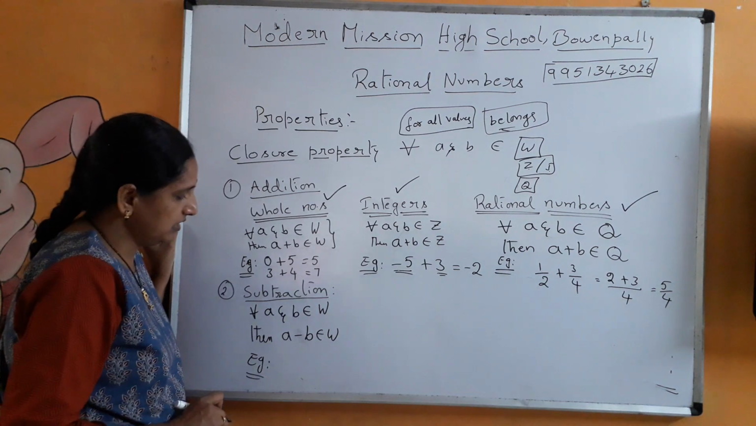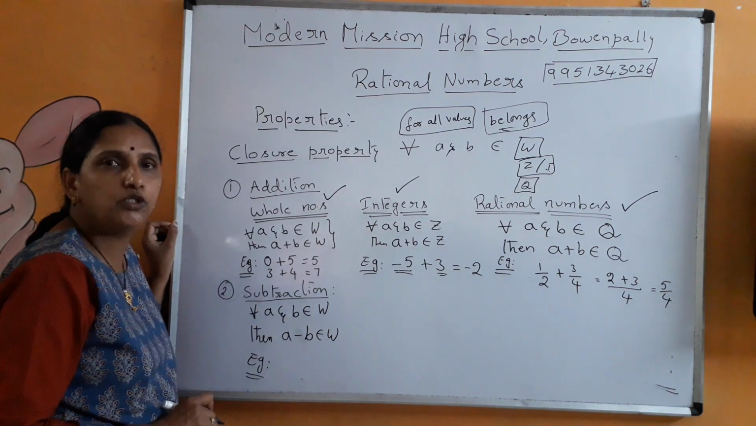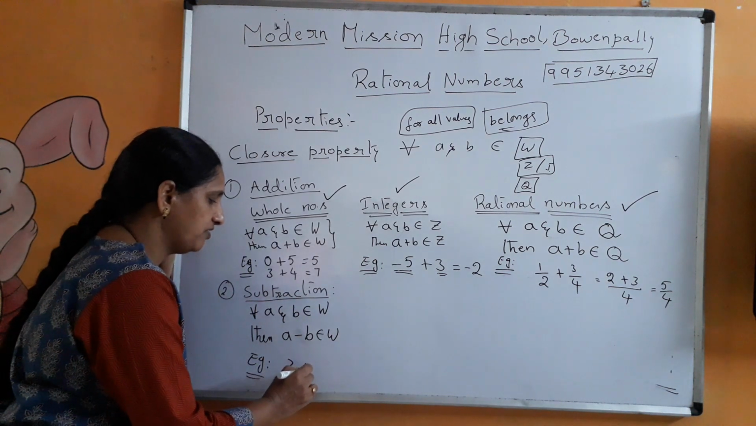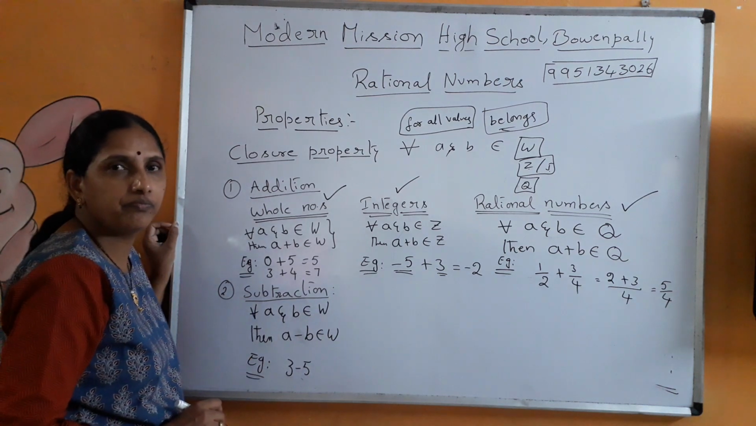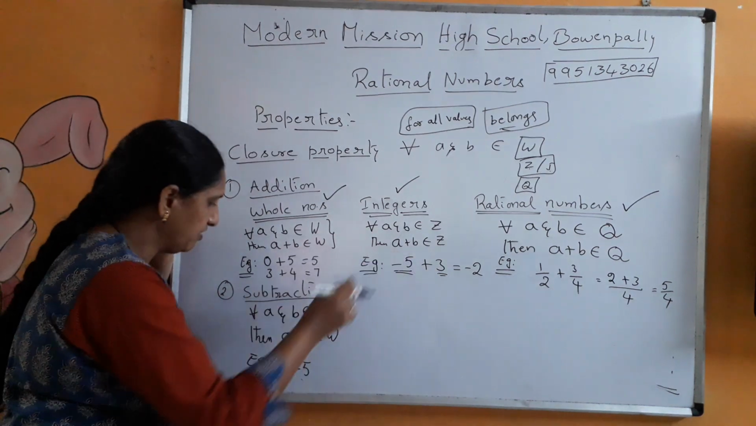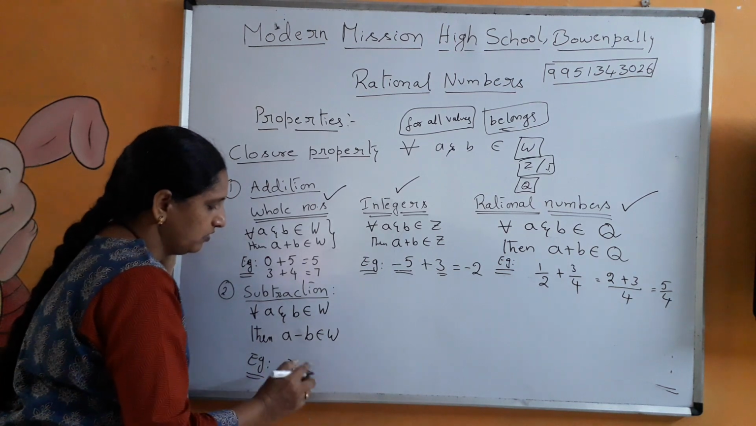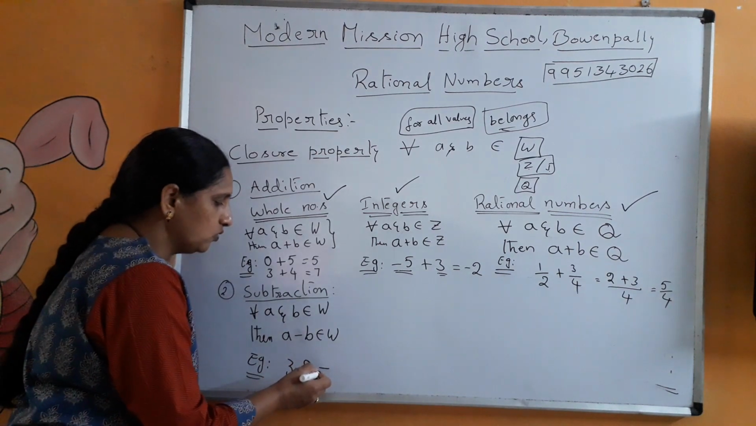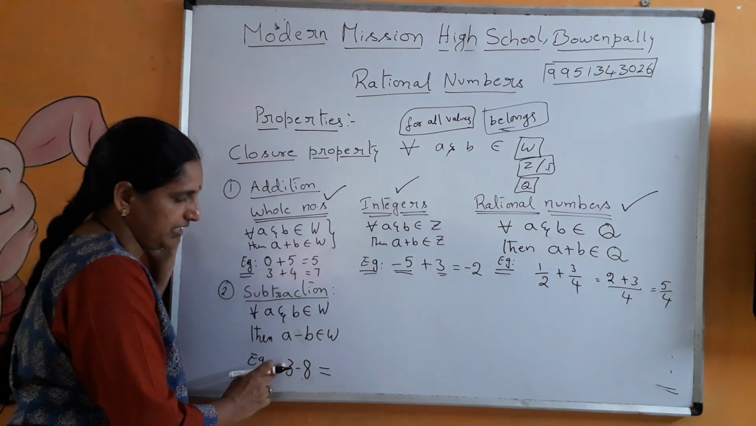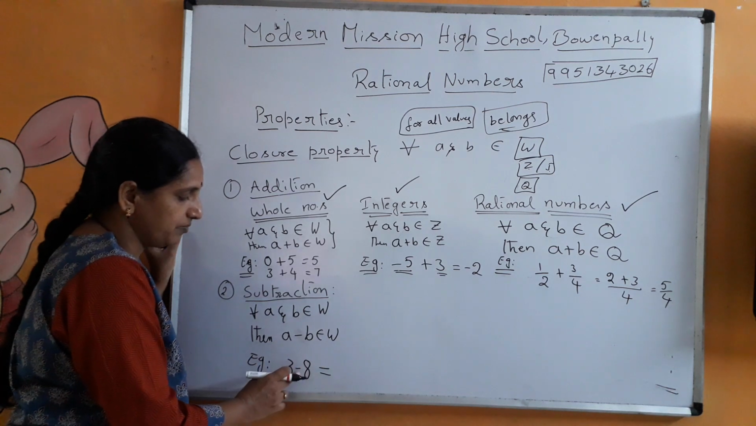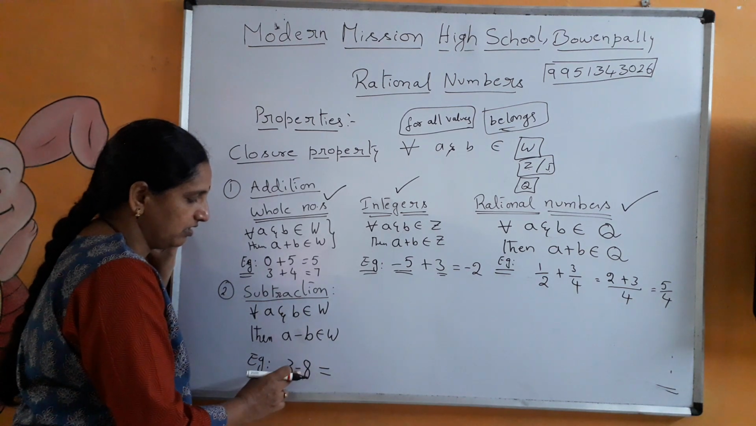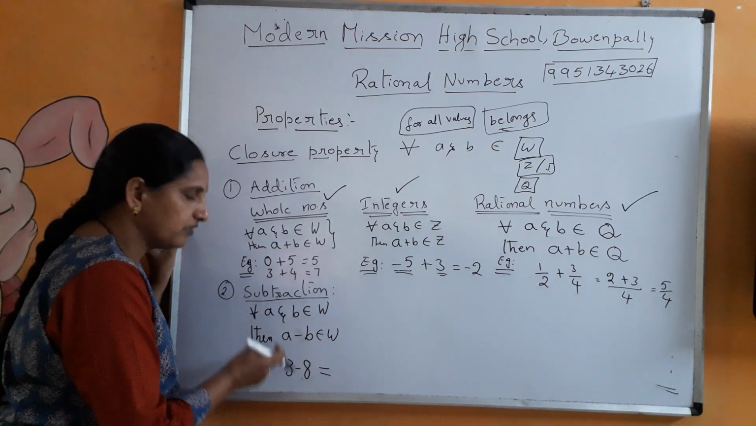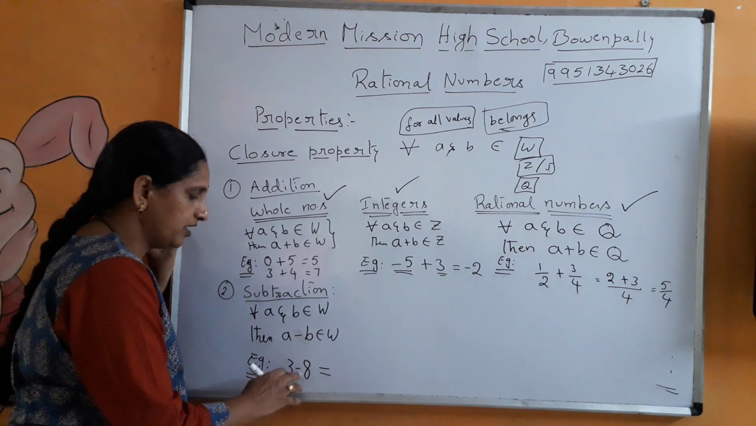I will take A to be 3 and B to be 5. I think we have taken 5 and 3 already, so I will take one more number. 3 minus 8. Here again we are subtracting it, so 8 is subtracted from 3. So the operation here is subtraction.